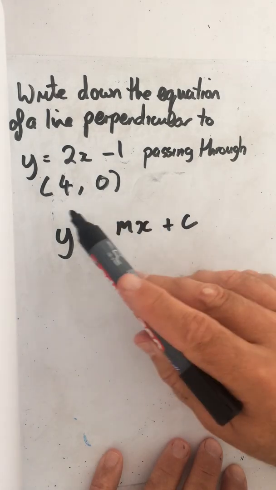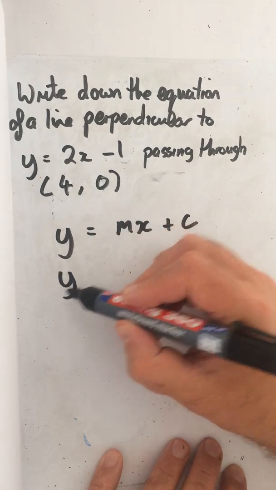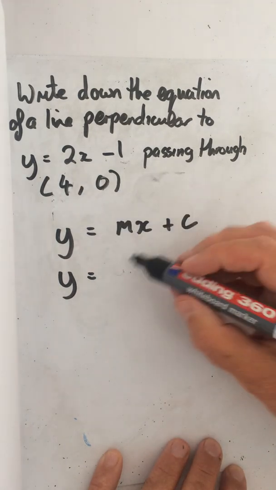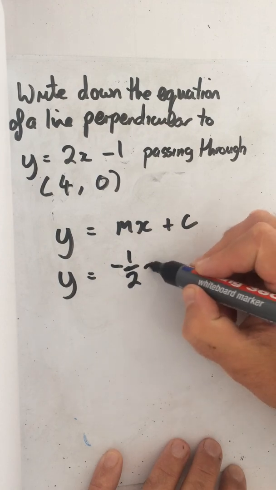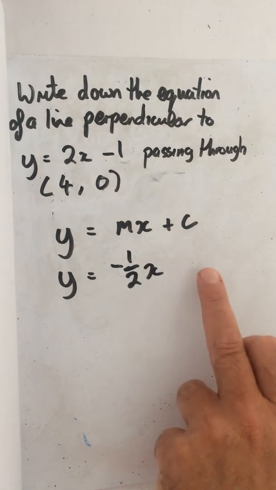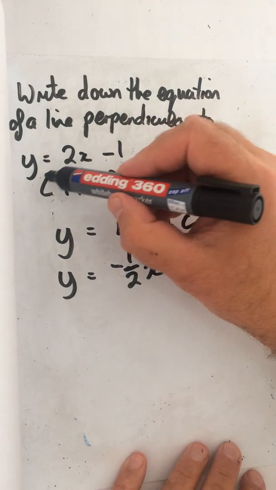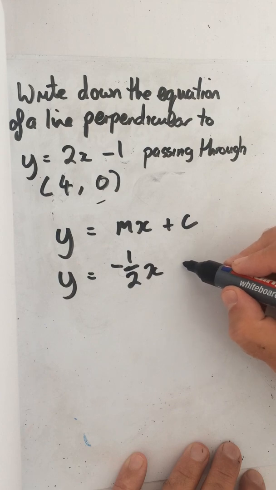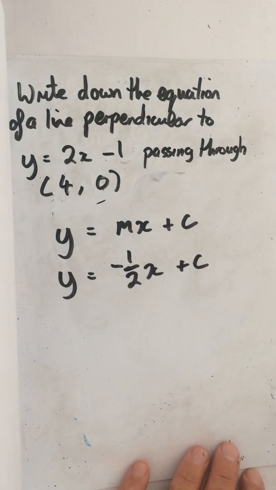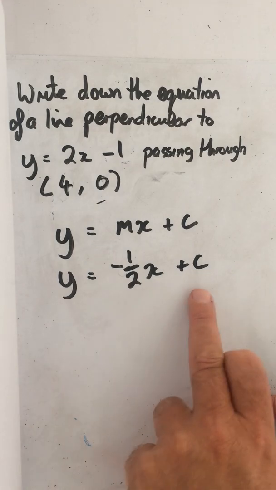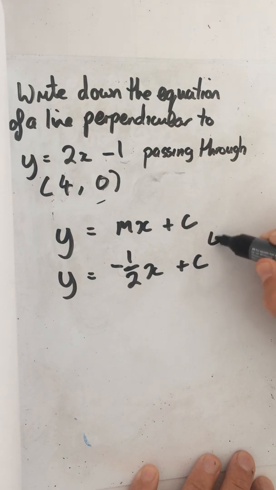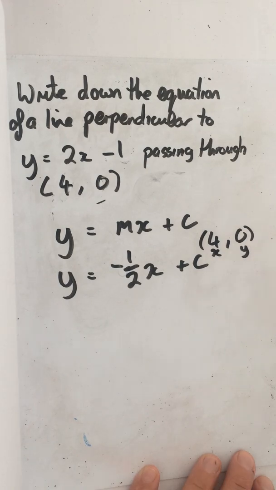We know the first part of our equation is going to be y equals, and this gradient is 2, so we do the reciprocal, half x, and what we need to change then is c, because we need to find the y-intercept. So this is the part we need to find, plus c. Now from here, our coordinates are 4 and 0, so that's 4 on the x-axis, 0 on the y.